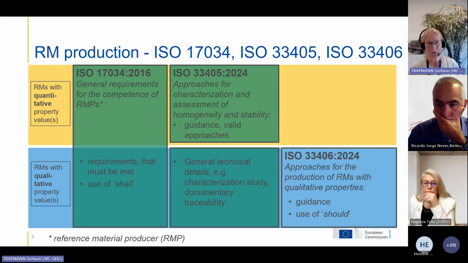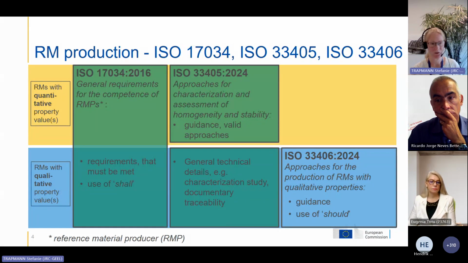And last but not least, we have here ISO 33406, which was released this year, the approaches for the production of reference material with qualitative properties. In this document, we give guidance and we use the term should. So we recommend to the reference material producer what he should do if he wants to produce a qualitative reference material.